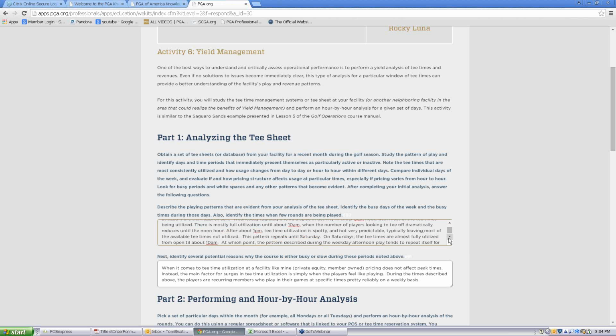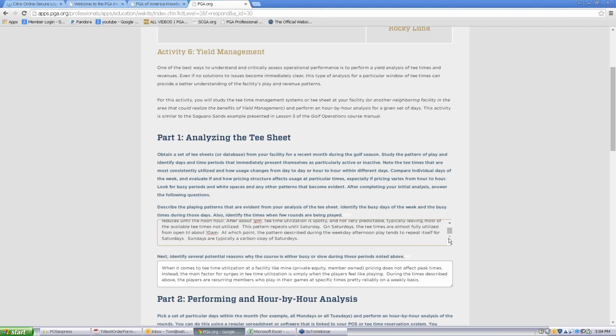On Saturdays, tee times are mostly fully utilized until about 10 a.m., at which point the pattern described during the weekday afternoon play repeats itself for Saturdays. Sundays are typically a carbon copy of Saturdays.